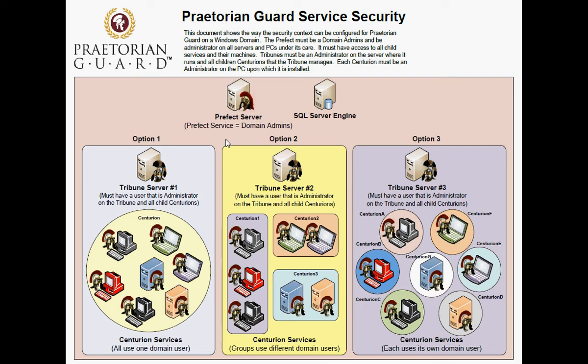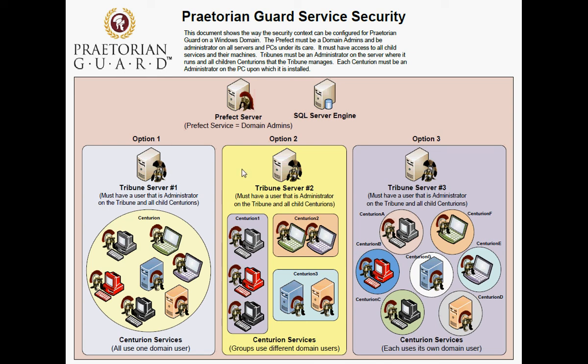So for auditing purposes, we like at minimum to have each service type have its own user. Under that instance, we could have a Prefect server, which is the Prefect user. Then Tribune could be Tribune number 1, would be its user. And then we could create a Centurion user, which is assigned to all PCs. It's not technically the minimum, but it's the minimum that we recommend for the Praetorian Guard product. This allows you to see if a Prefect has been compromised, a Tribune, or a Centurion.